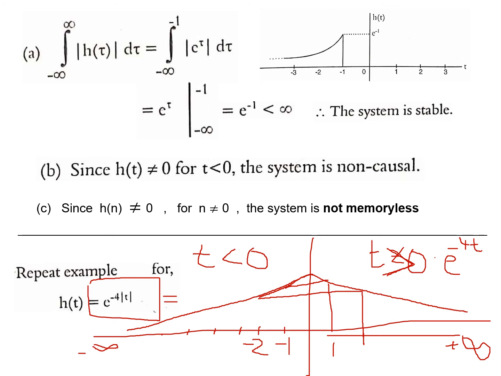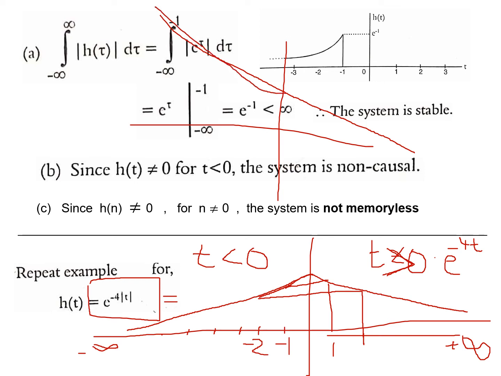Now you may ask me, what is the effect of this modulus? If modulus were not present, what would have been the graph? It would have been like this. See, it keeps on falling. As t becomes negative, the value would have increased, because e power of minus 4 into minus t is e power of plus 4t, so the value would have increased.